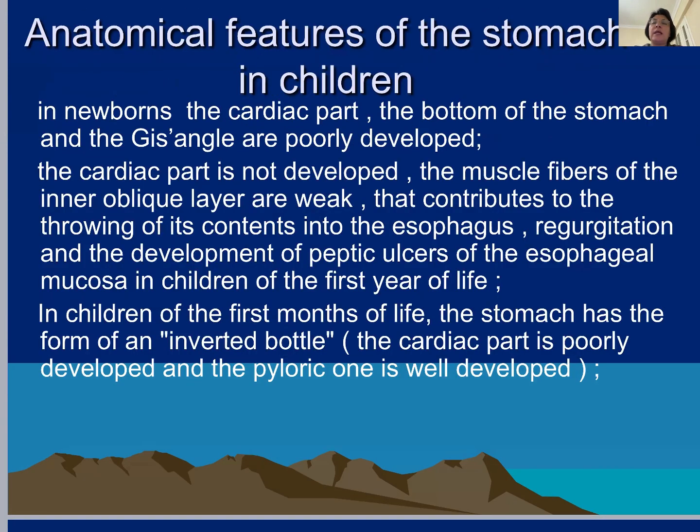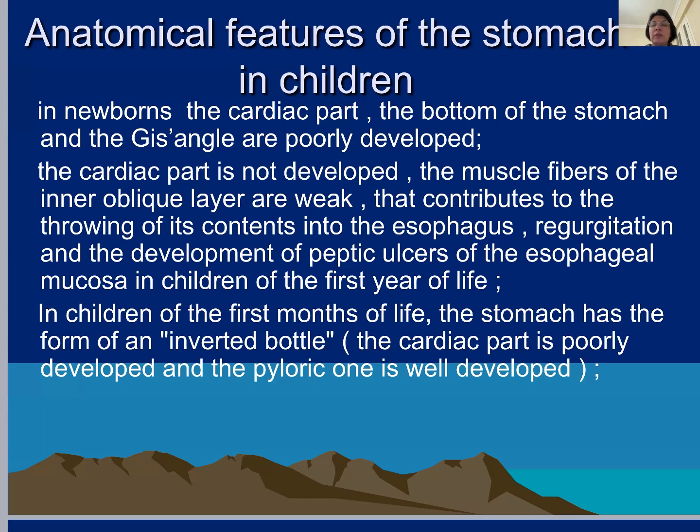Anatomical features of the stomach in children. The cardiac part is not developed. The muscle fibers of the inner oblique layer are weak. That contributes to the drawing of its content into the esophagus. Regurgitation and the development of peptic ulcers of the esophageal mucosa in children of the first year of life, especially the first 6 months.